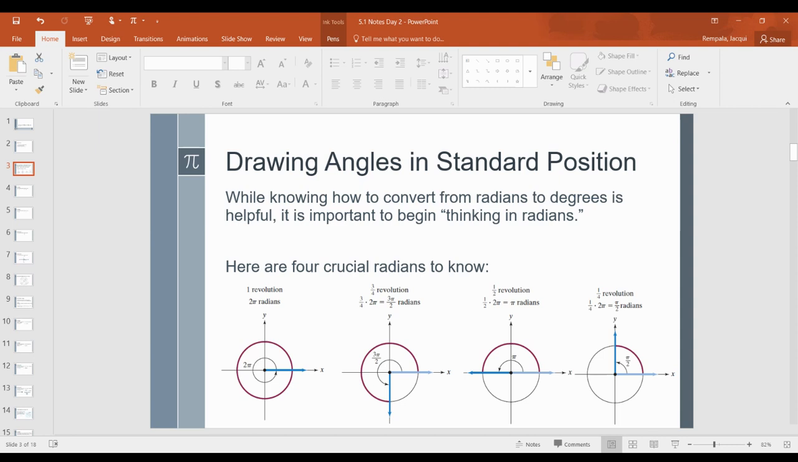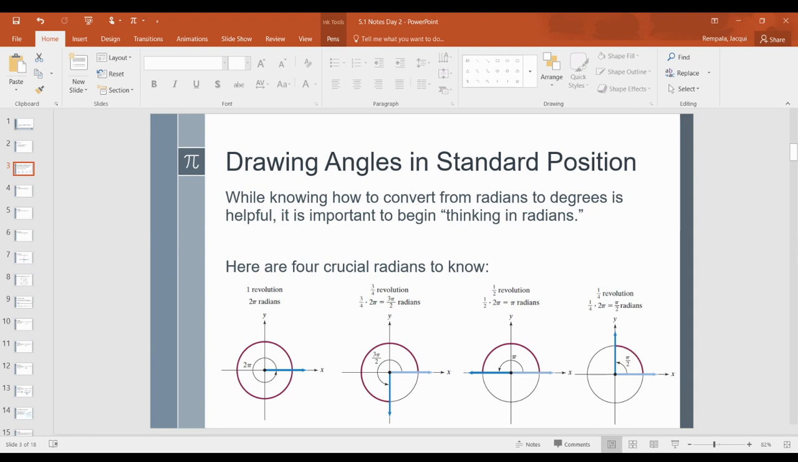If I look at the third picture, we are talking about going half of the circle. So starting on the positive x-axis and ending on the negative. So if we are having half of a revolution, we're taking half of 2 pi. So that means that we have pi radians for half of a circle.